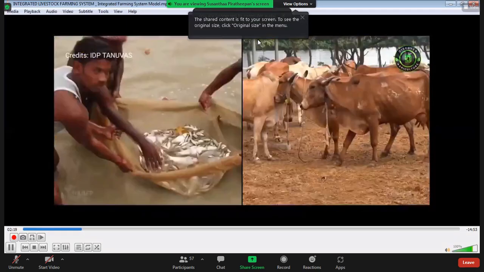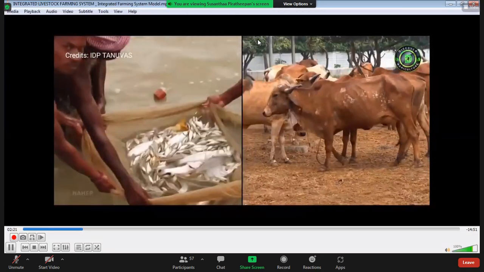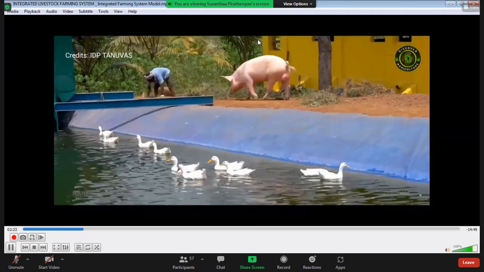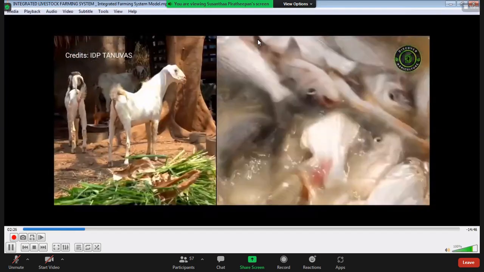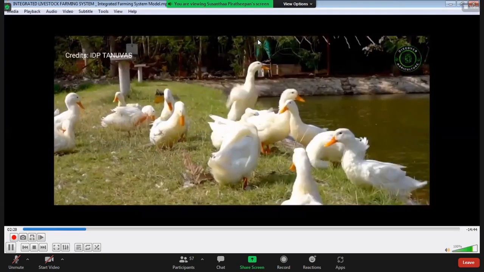Dairy cum fish culture, pig cum fish culture, goat cum fish culture, duck cum fish culture, and poultry cum fish culture.